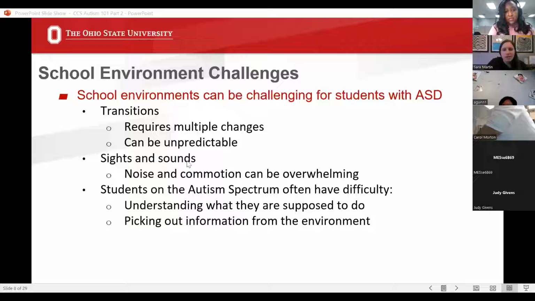And because of all of these things, by the time students on the autism spectrum get to the classroom, or in the classroom, there's a good chance they're very stressed, unsettled, and preoccupied with how they're figuring out what to do. And they are trying to pick out that important information, but this can also be very difficult for them.